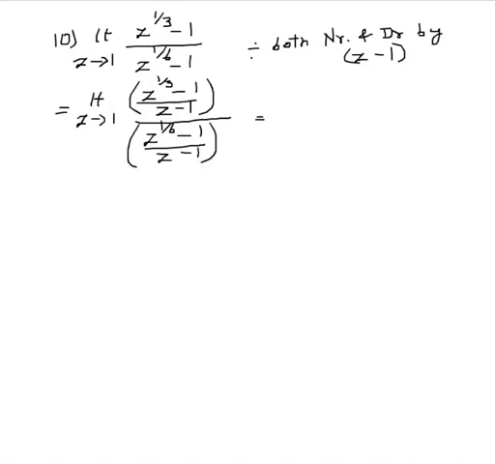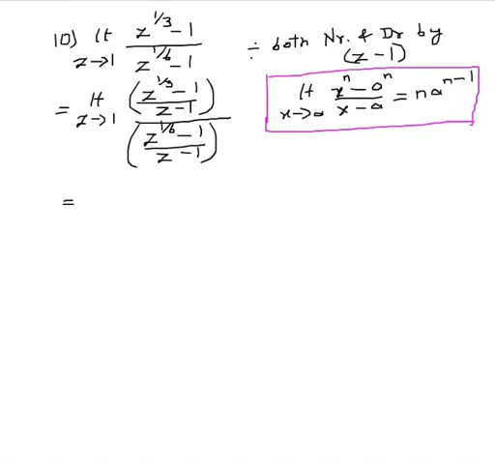Now we can apply the formula for both numerator and denominator. The formula is limit x tending to a of x raised to n minus a raised to n divided by x minus a is n into a power n minus 1. Apply this formula for the numerator. n is 1 by 3. a is 1. 1 raised to any number is 1. Similarly, apply the formula to the denominator. n here is 1 by 6 and 1 power any number is 1. Therefore, the answer is 6 divided by 3, which is 2.